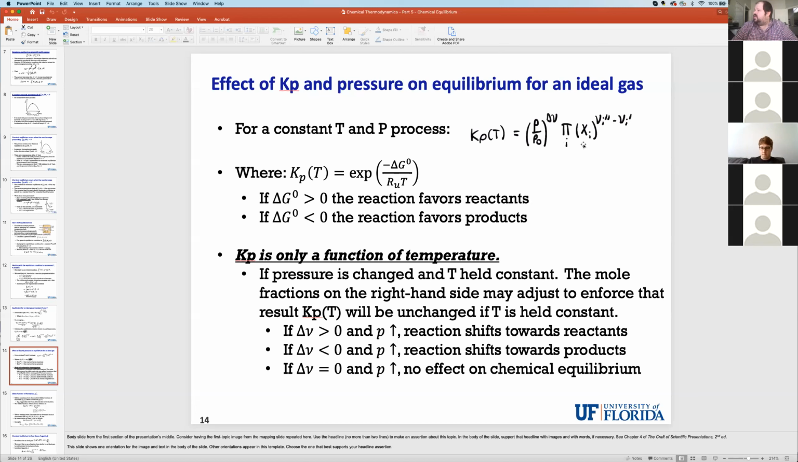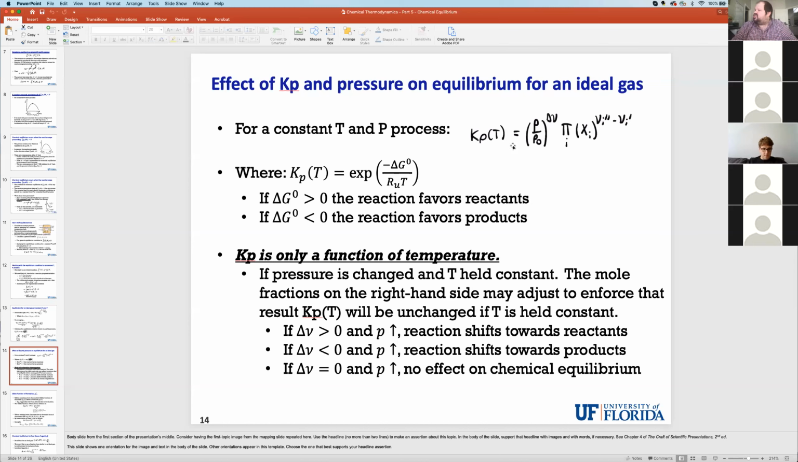the denominator of this product needs to be larger than the numerator, which basically means that the net product of the mole fractions for the reactants will be larger than the mole fractions for the products. And so that means if delta G naught is greater than 0, the chemical reaction favors the reactants. If delta G naught is less than 0, the chemical reaction tends to favor the products. And now note, even for a real gas, Kp is only a function of temperature.